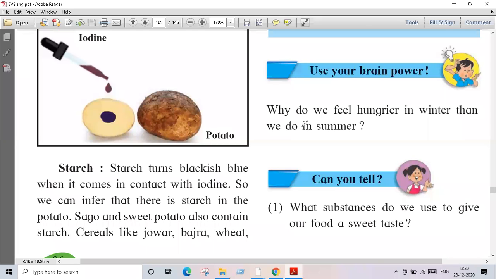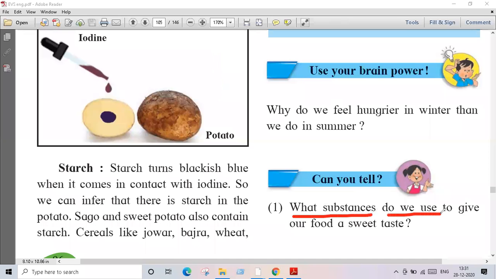So, why do we feel hungrier in winter than in summer? I just told you that in the winter, what happens? We have to keep our body warm, therefore, we require more food in winter. समर में क्या होता है? समर मध्ये आपल्याला जास्त तहान लागते because we have to keep the body temperature according to the surrounding. Therefore, पाणी आपल्या शरीराला खूप जात असतं because of the sweating and like that. Therefore, we require more water in summer.